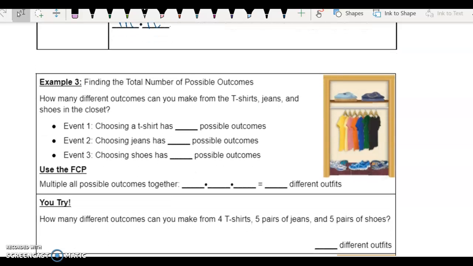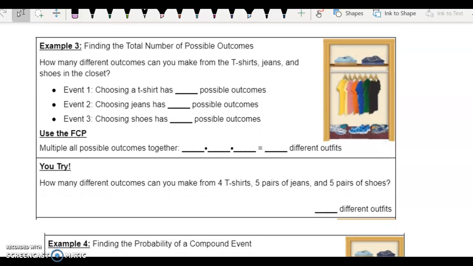So let's use this. Using the FCP property, how many different outcomes can you make from the t-shirts, jeans, and shoes in the closet? So event 1, if we look at the t-shirts, we have 1, 2, 3, 4, 5, 6, 7 possible outcomes. We have for pants 1, 2, 3, 4 possible outcomes. And for shoes, we have 1, 2, 3 pairs of shoes.